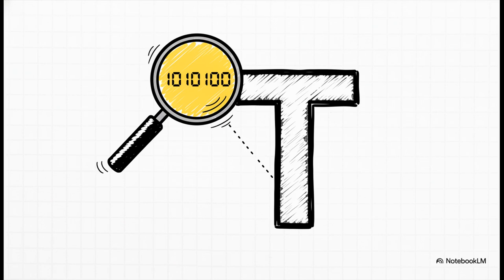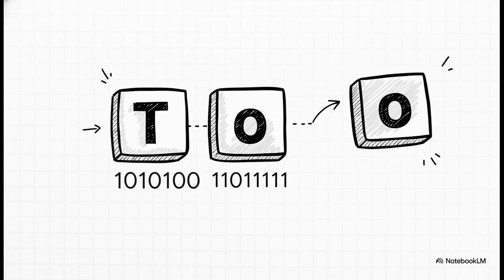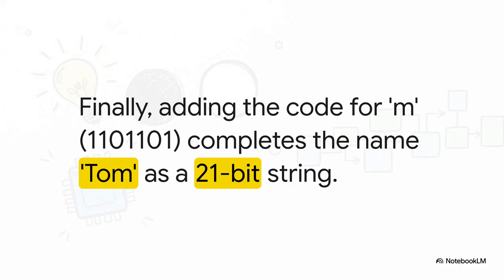So let's take an example. If we go and look up the capital letter T in that ASCII rulebook, we'll find its code is this 7-bit binary number 1010100. And if we want to write the word Tom, well, we just grab the code for the lowercase o, which is 1101111, and stick it right on the end. You can see how we're literally building a word piece by piece, out of these binary blocks. And finally, we add the code for m, and there you have it. To a computer, the name Tom isn't letters at all. It's just this 21-bit long string of zeros and ones. It's really nothing more than a number.